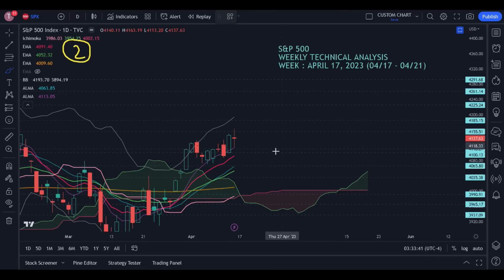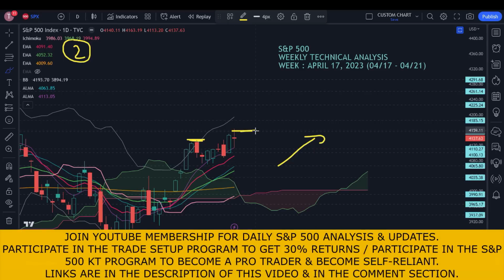At first, we can see that the S&P 500 on Friday came down, then there was a reversal, as we expected, and closed at 4137. It has breached the previous high. This means that as of now the S&P 500 is still in the short-term bull trend, so once again it can try to hit, breach and sustain above 4155 or 4160.